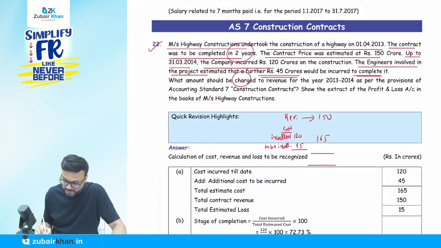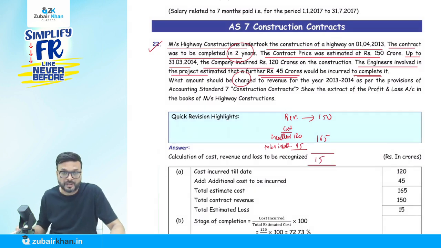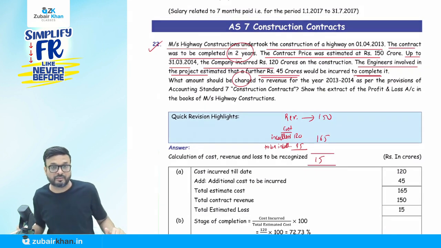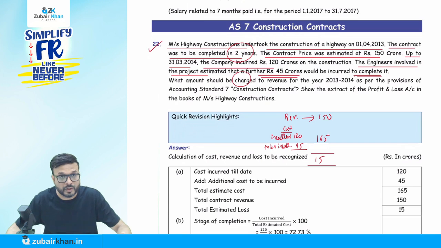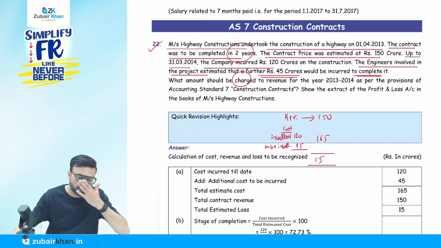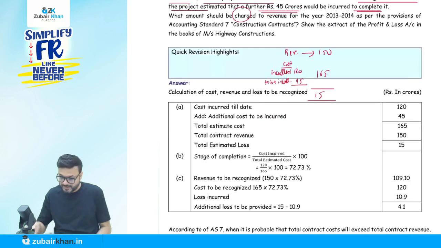I have a loss here. So there is a loss of 15 crore. Do you remember that, as I told you when we were doing the discussion, if the total contract cost is more than the total contract revenue, we have to recognize the loss immediately. So how much is the loss? 15. You can see that 15 is the loss.